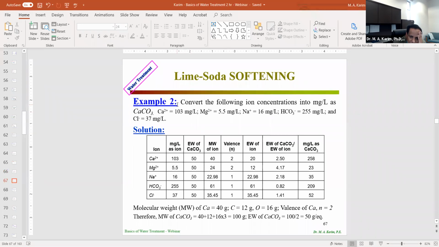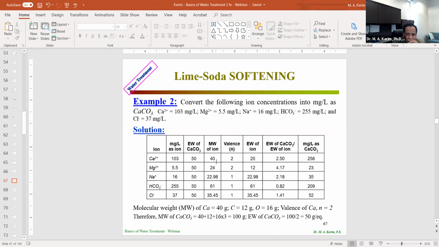Okay, so I have one example problem. Convert the following ion concentrations to milligram per liter as calcium carbonate. The calcium was 103, magnesium 5.5, sodium 255, bicarbonate 16, and chloride 37. The way I did it, these are the milligram per liter as ion. The equivalent weight of calcium carbonate is 50. How come it is 50? Calcium is 40, right? Carbon is 12. 40 plus 12 is equal to 52. And oxygen is 16. 16 times 3 is 48. 52 plus 48 is equal to 100, right? 100 divided by 2, because we know the N value for calcium carbonate is 2. We explained over here. So that's how I get 50 here.